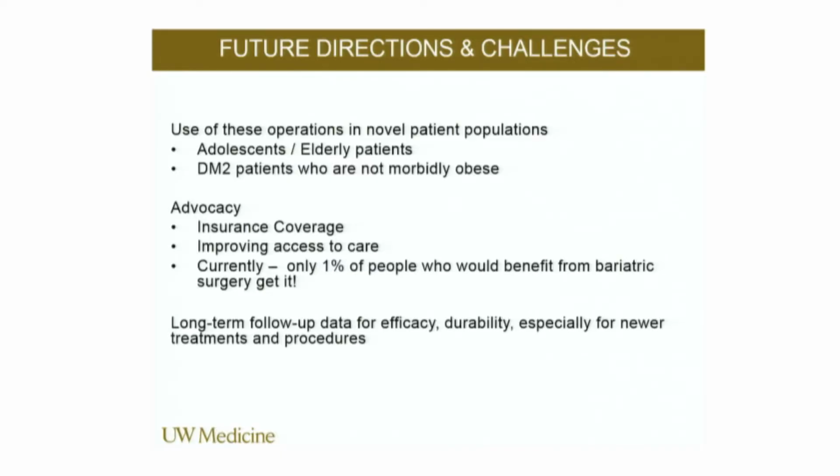Some other future directions and some of the challenges, possibly the use of these operations in new patient populations. Elderly patients to some degree and adolescents. We've recently started a collaborative with Children's Hospital, helping them manage some of their morbidly obese adolescents, and it's likely we'll start to do some of these operations on people who are between 17 and 19 years old. Also, we're talking about diabetes in the first 2 lectures. These are operations that can have a significant impact on diabetes, and that may be a future indication is to do one of these operations in a type 2 diabetic patient who does not happen to be morbidly obese.